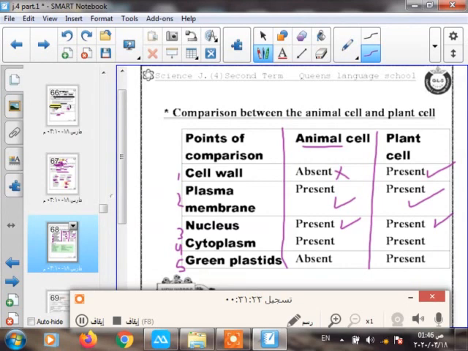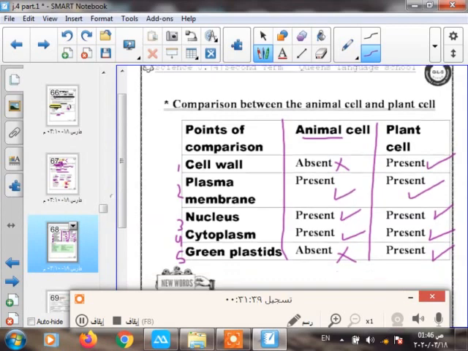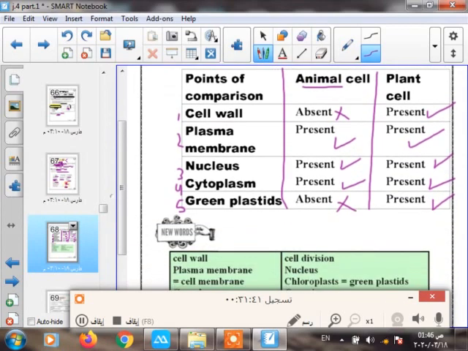Cytoplasm is also present in both animal and plant cells. Green plastids we don't have in the animal cell, and the plant should have them to make its own food by the photosynthesis process.